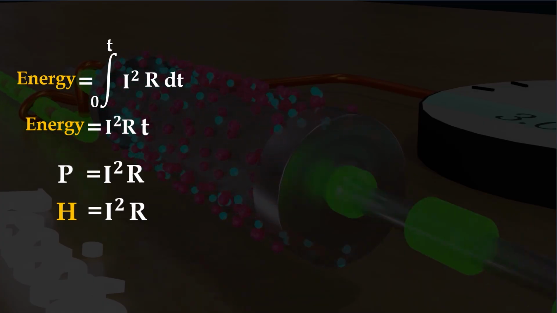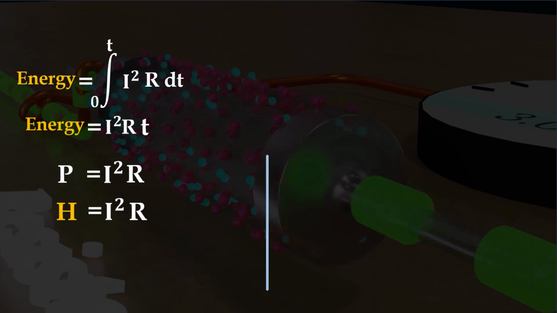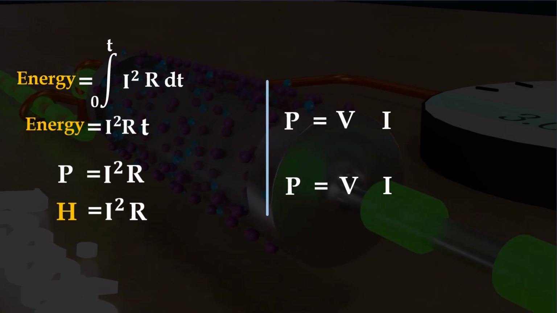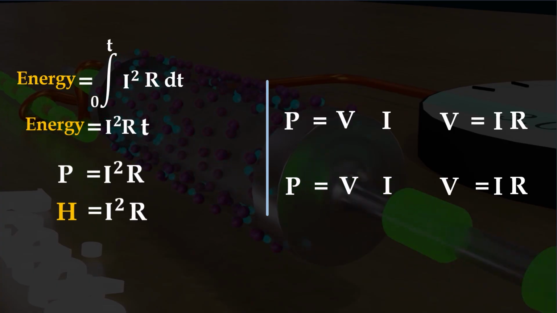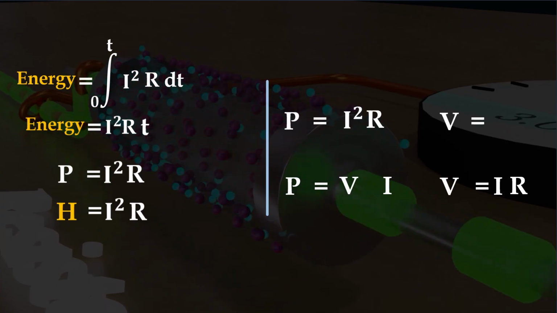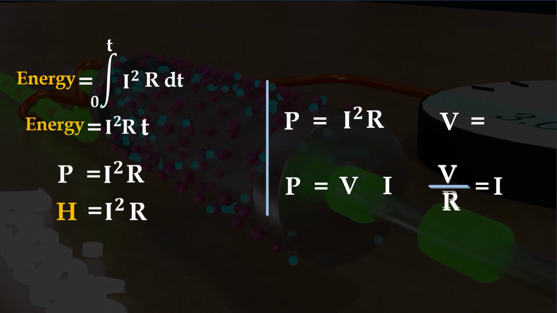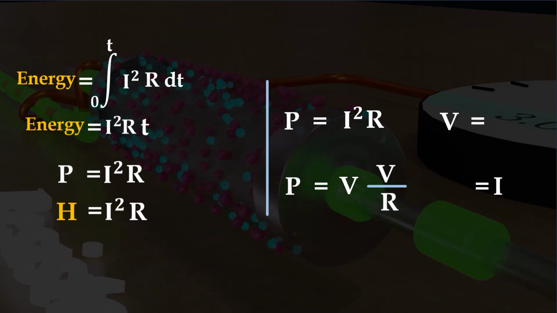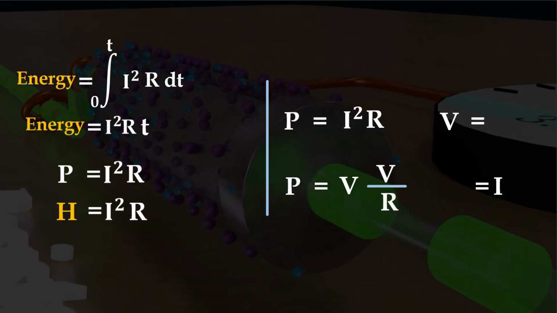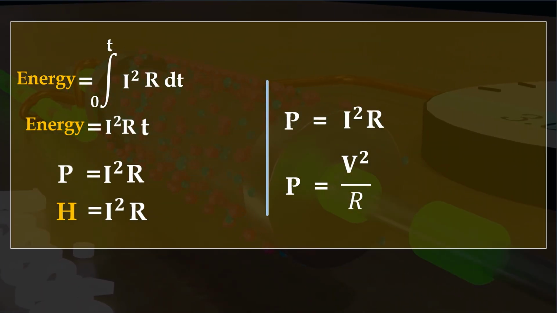Now, from all this, we can write the power supplied by the battery in different equivalent forms. We already know power equals VI. Using Ohm's law, V equals IR, we get power equals I squared R. And if we write current as I equals V divided by R and substitute into P equals VI, we get P equals V squared divided by R. Each form is useful depending on which quantities are known in a given problem.